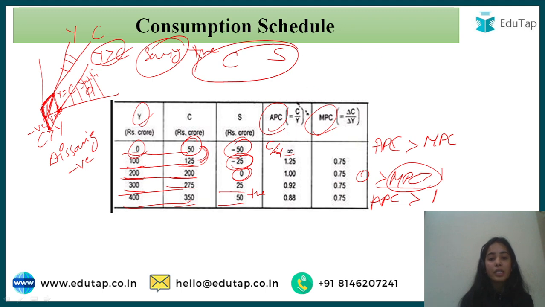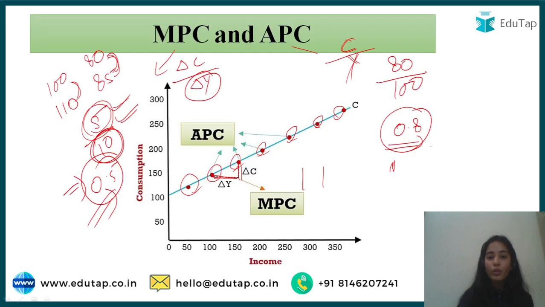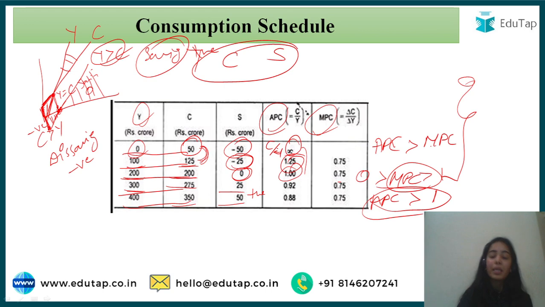Here as you can see that it is infinity, then it is 1.25, 1. Okay, so APC can be greater than 1 also. So this is the relationship between the APC and the MPC, and I hope you have understood that MPC is the slope of the consumption curve. So this was all for today. I hope you have understood the basic points, and these are very important points, that APC is greater than MPC, MPC lies in this range, and APC can be greater than 1.